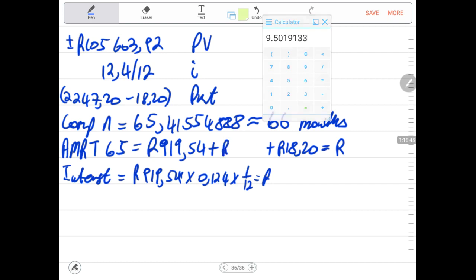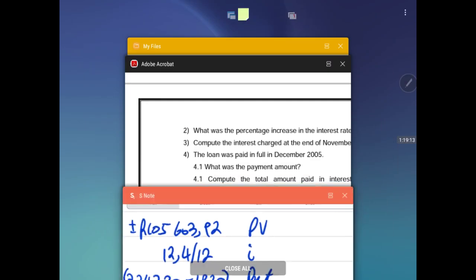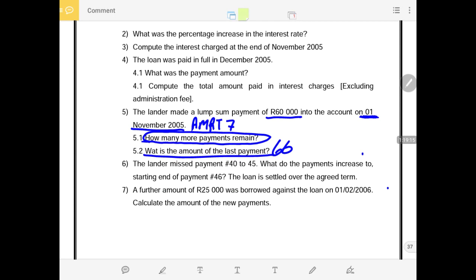So we're just adding here 9.50. We add the admin fee, 18.20, plus 919.54, and we get to 947.24. So this is the last payment. How much is the last installment amount? That is 947.24. Now, if you've been watching the other videos that I've done, you'll be mastering this now very well.